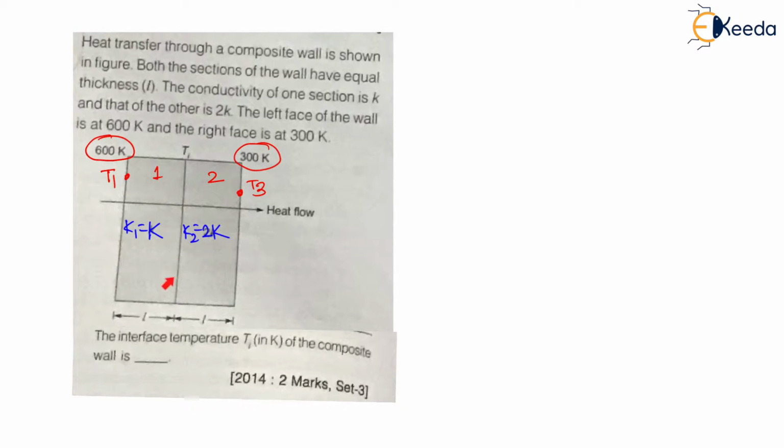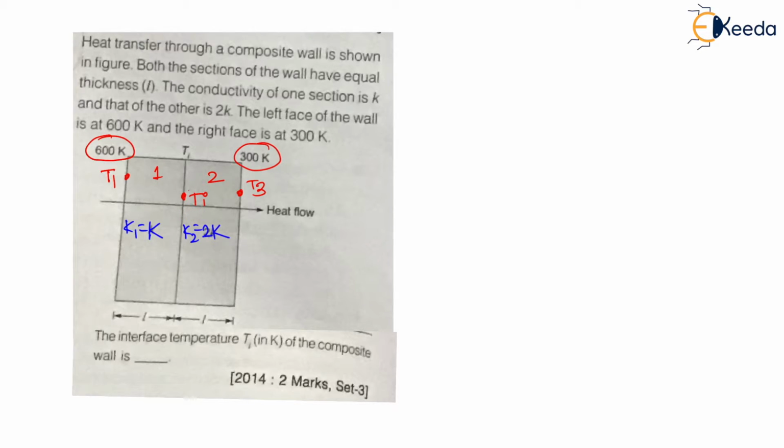And let us say the interface temperature is T2. Then the interface temperature Ti, here they have mentioned Ti. So let us assume the interface temperature as Ti. The interface temperature Ti in Kelvin of the composite wall is to be found. If I put T1 and T3 in Kelvin, then Ti will also be in Kelvin.